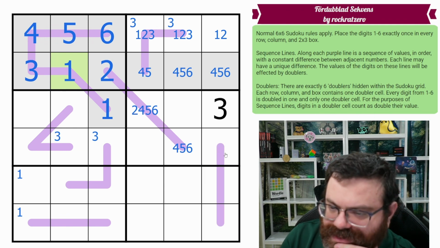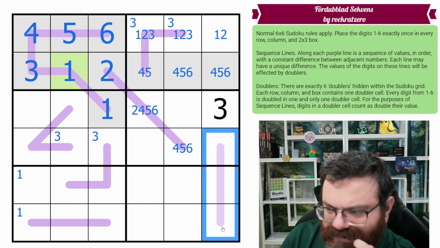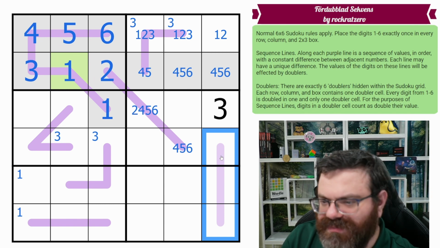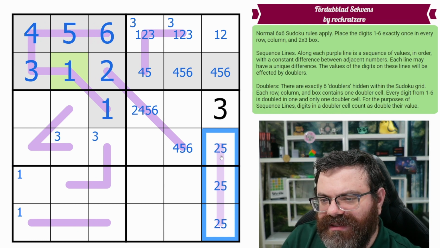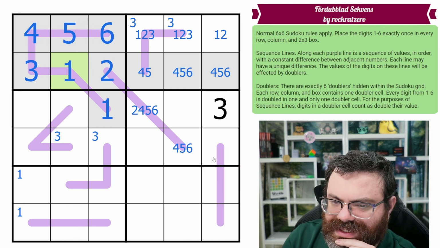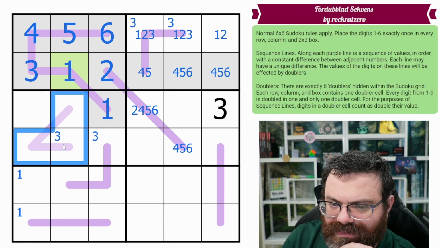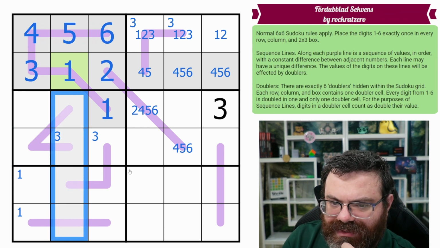I feel like there's other options. I could double the 1 to make a 2 even. Does it have a 5 on it? I don't think it can have a 5 on it, unless we could do 2, 5, 8. Ooh, we could. 2, 5, and then double the 4. Oh my gosh, okay. Wow, sequence lines with doublers is crazy to think about. This does not have a 1 on it. These are not doublers, we should mark that.